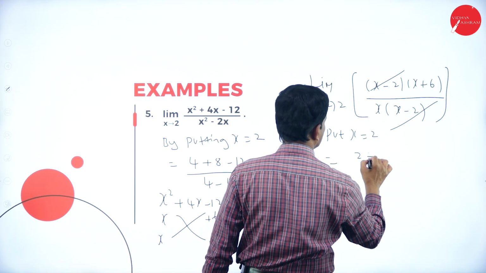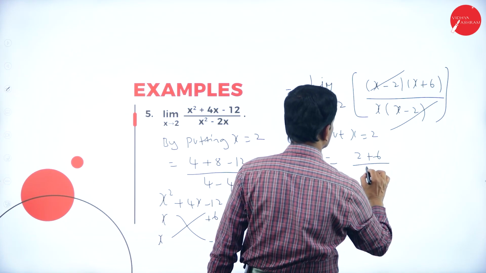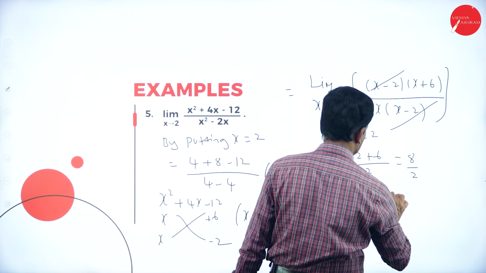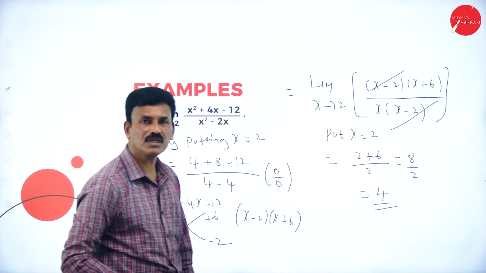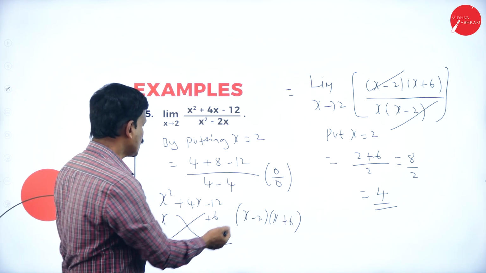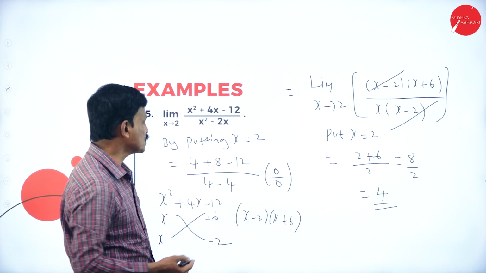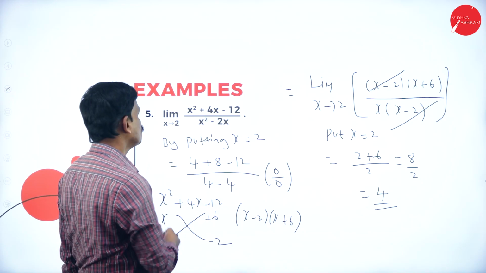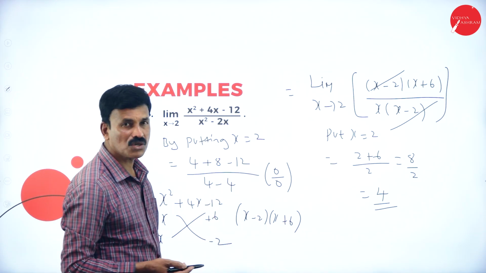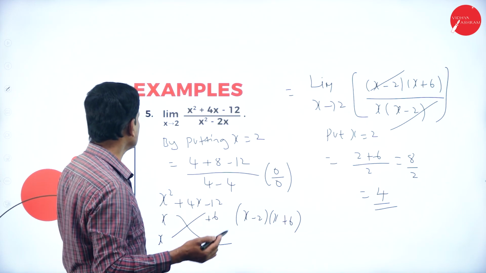Now 2 plus 6 divided by 2. So 2 plus 6 is 8 divided by 2, that's equal to 4 is the simplified answer. Very important for 5 marks. Just factorize the numerator, you will get the factors as x minus 2 into x plus 6. So in the denominator you can take x common factor, x minus 2 gets cancelled. Substitute x is equal to 2, you will get the answer. Now move to the next problem.